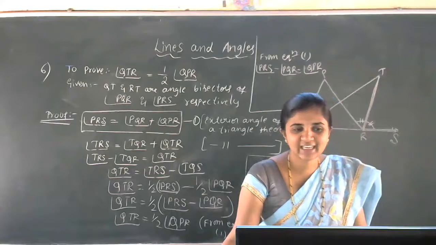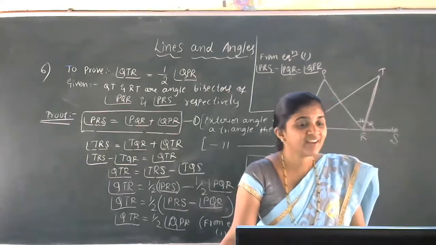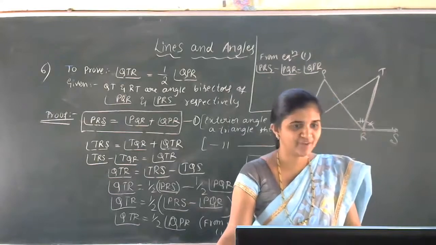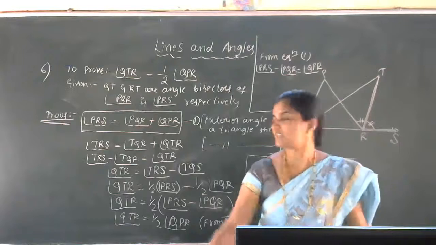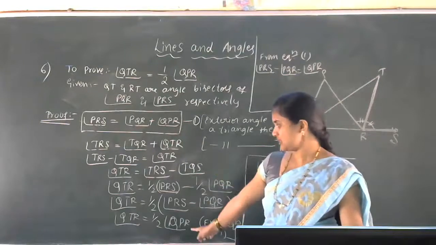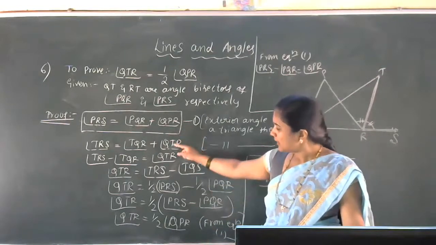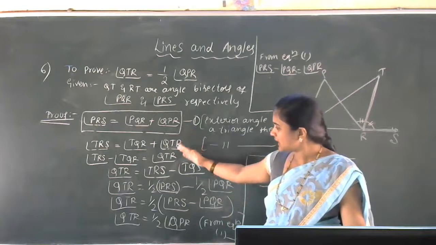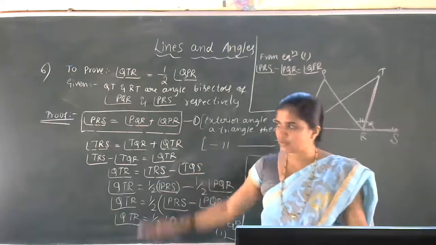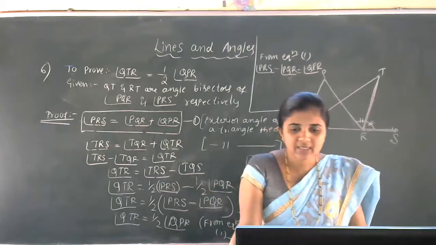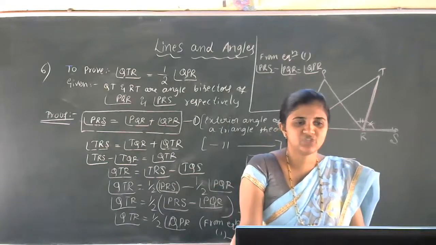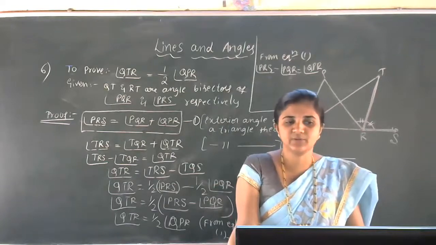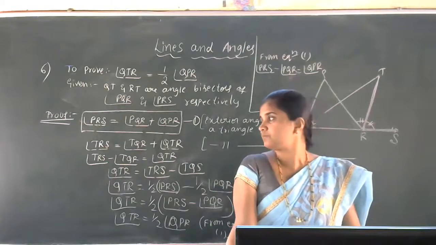Got the idea? First we used the exterior angle of a triangle concept, then the angle bisector gives two equal halves. That we have to apply. Then, with the help of the first equation, we can finish it in 4 to 5 steps also. If you are having any confusion, you can send me the message. Otherwise, we'll stop the class for this problem.